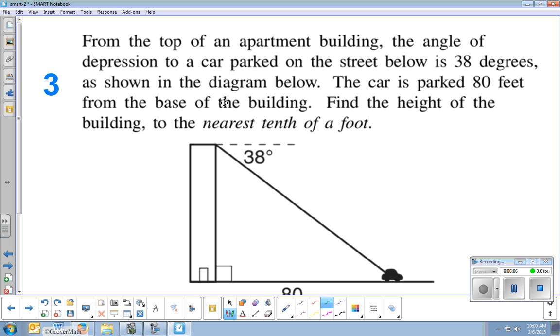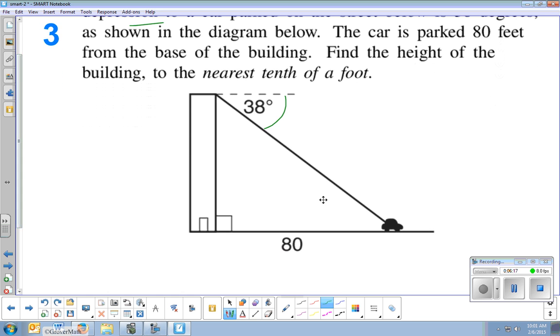This one has an apartment building over here, and it's saying that the angle of depression from the top of the building is 38. So it's saying this angle is 38. And that's actually not an angle of the triangle, right? It's not this angle, it's not this angle, it's not this angle, but it is at the same time, because if you remember back from geometry, that would be called alternate interior, because I know that the horizontal line is parallel to the ground.